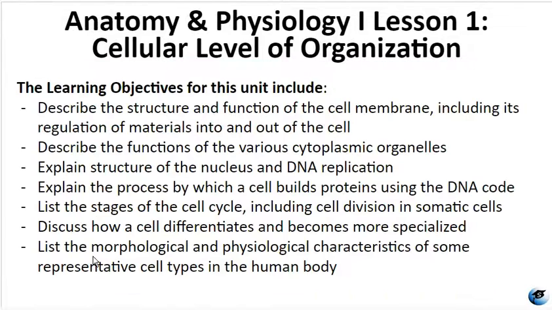In this unit, we will learn about the structure and function of the cell membrane, the functions of various cytoplasmic organelles, the structure of the nucleus, the process of DNA replication, the process by which a cell builds proteins using the DNA code, stages of the cell cycle including cell division in somatic cells, how a cell differentiates and becomes more specialized, and the morphological and physiological characteristics of some representative cell types in the human body.